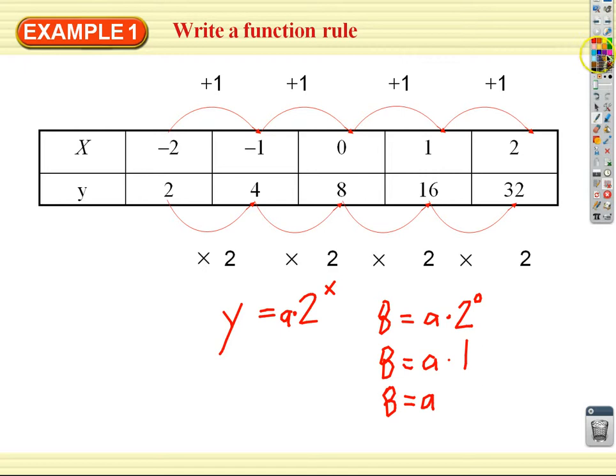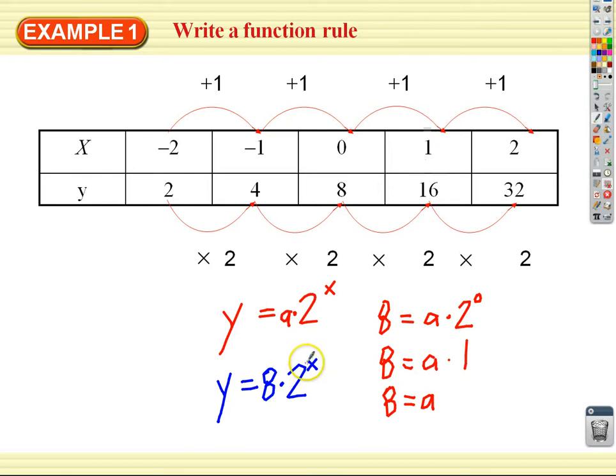That means we can say my output y is going to be equal to some power of 2, multiplied by 8. Let's go ahead and test it. Let's start with an easy one, like 2. Plug in 2. 2 squared is 4. 4 times 8 is 32. It works. Let's try this one. 2 to the first power is 2, times 8 is 16. It works.